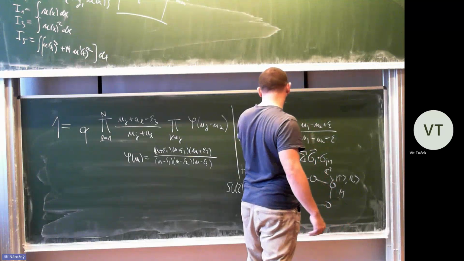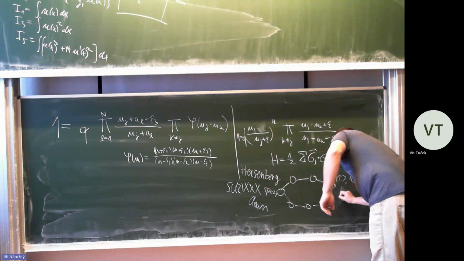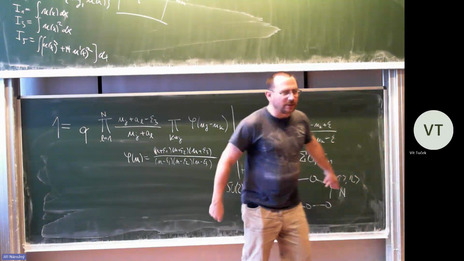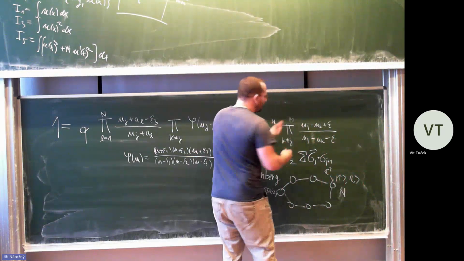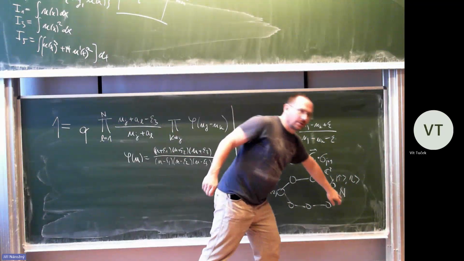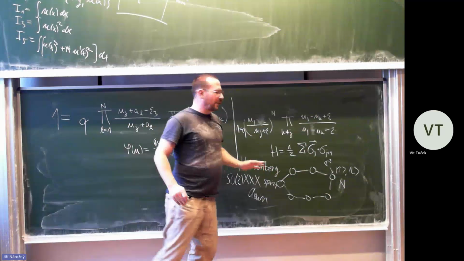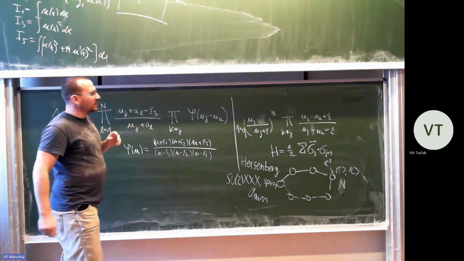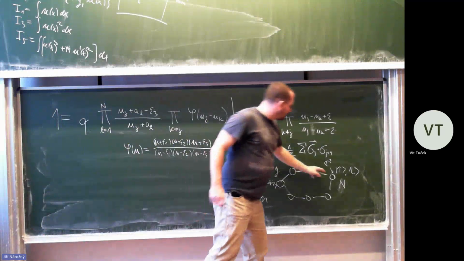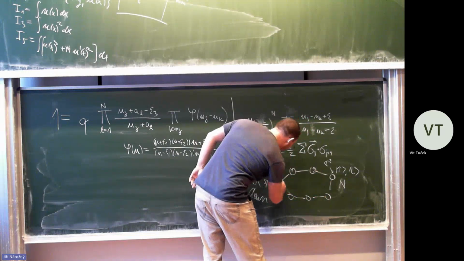Sorry, maybe I should put n here. This is the length of the chain, and it's different from the number of views. Yes, okay, thanks. So anyway, at every site, I label them 1, 2, up to n.